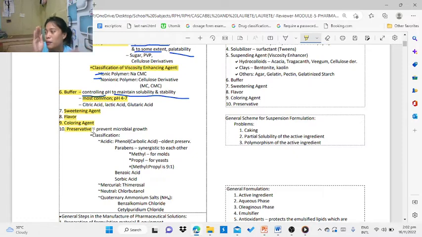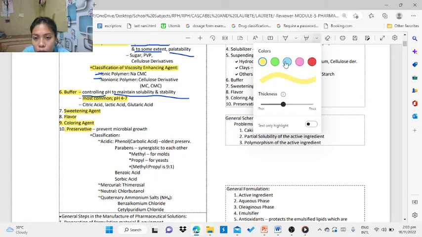Preservatives. Why do we need a preservative? To prevent microbial growth. So again, the preservative is to prevent microbial growth.